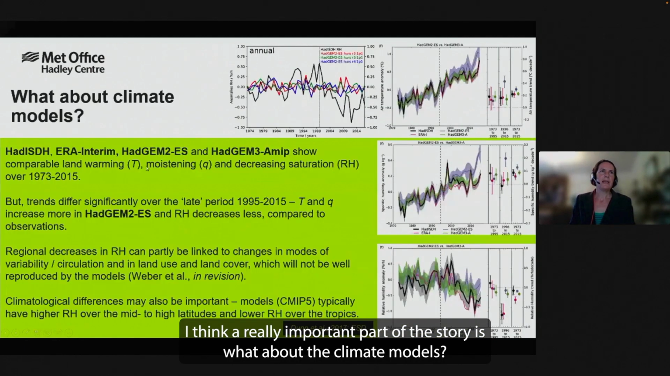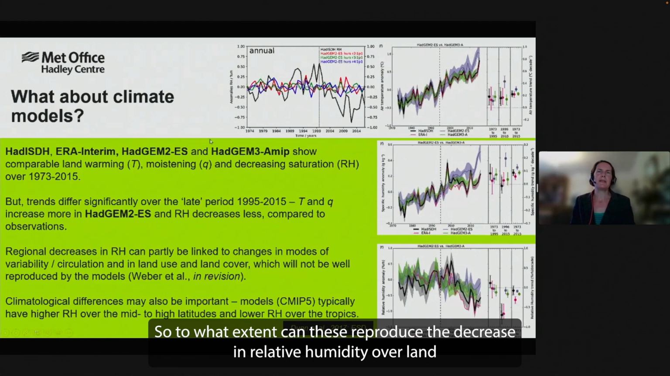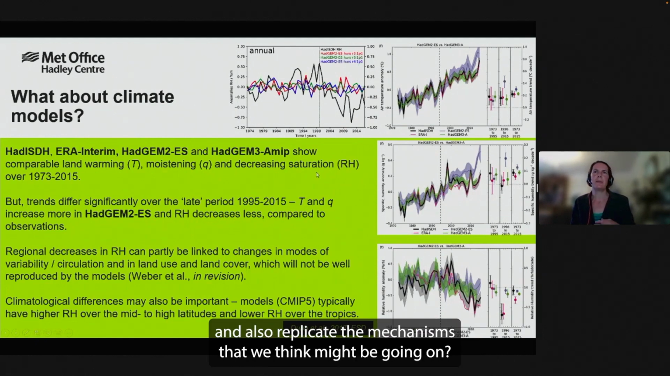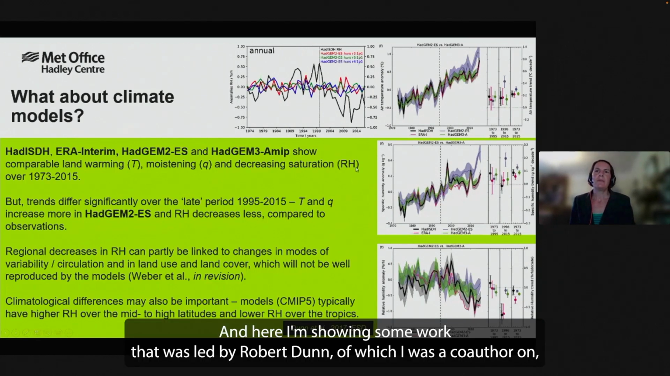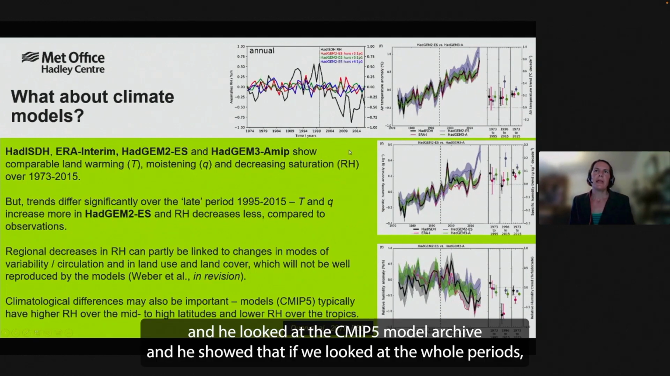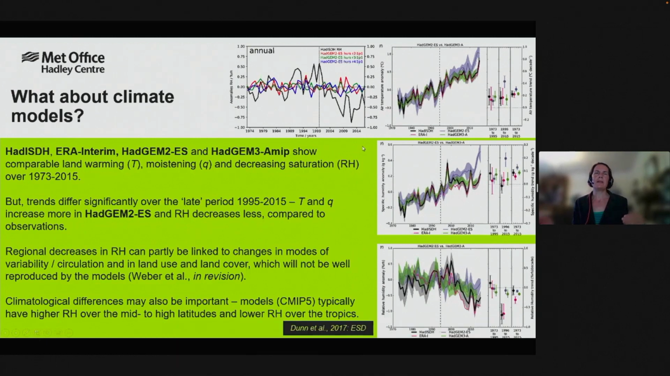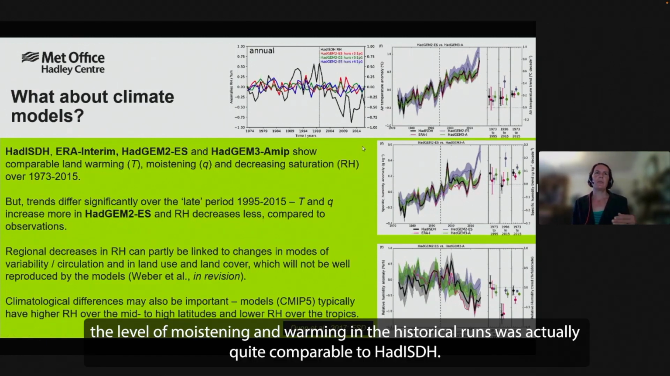I think a really important part of this story is what about the climate models? So to what extent can these reproduce the decrease in relative humidity over land and also replicate the mechanisms that we think might be going on? And here I'm showing some work that was led by Robert Dunn, of which I was a co-author on, and he looked at the CMIP5 model archive, and he showed that if we looked at the whole period, the level of moistening and warming in the historical runs was actually quite comparable to HAD-SCH.